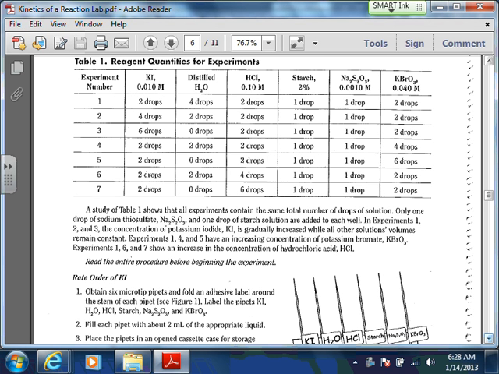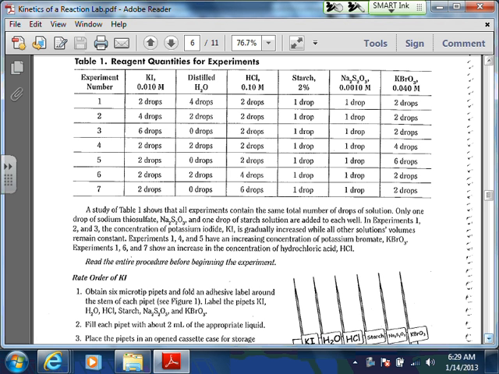So all of the experiments have the same total number of drops, but we're varying the number of drops in each experiment. If you notice here, experiment 1, we've got 2 drops of the KI, 4 drops of distilled water, 2 drops of the HCl, 1 drop of the starch, 1 drop of the Na2S2O3, 2 drops of the KBrO3. So we're adding all these things together.